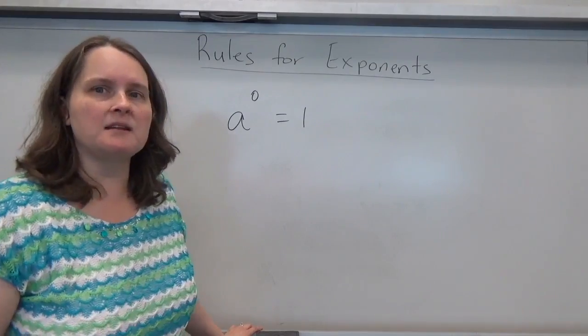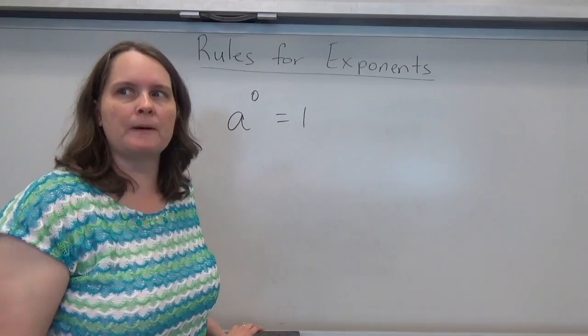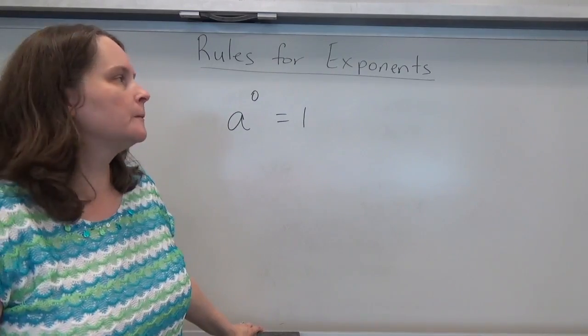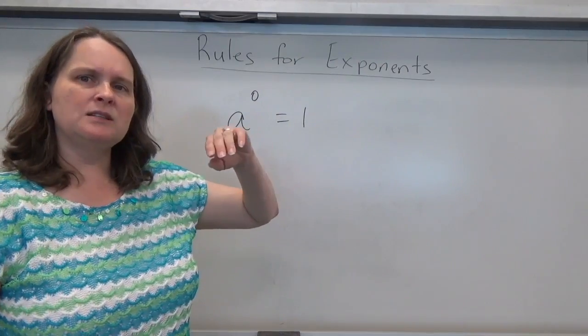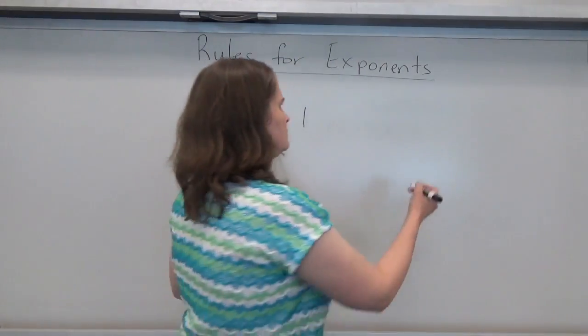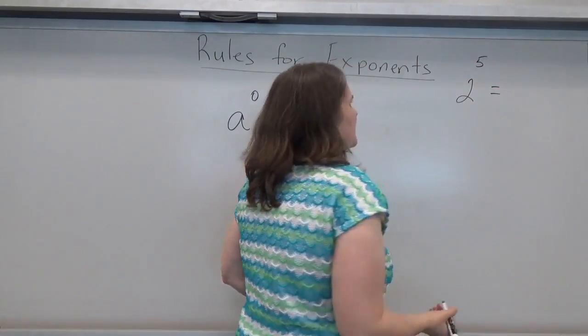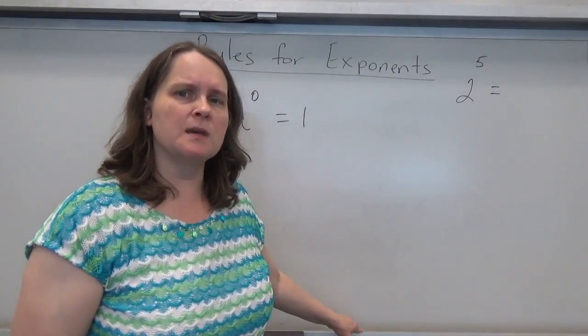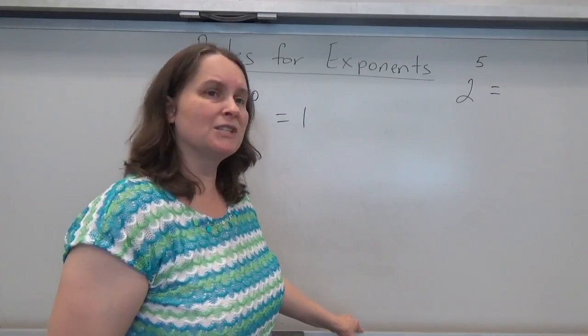Let's just choose a random base. We'll choose something pretty simple. So let's say that we're working with 2 to the 3rd power, 2 to the 4th power, etc. And let's just look at a list. So let's do 2 to the 5th power. If I multiply 2 by itself 5 times, how much does that give me? It gives me 32.